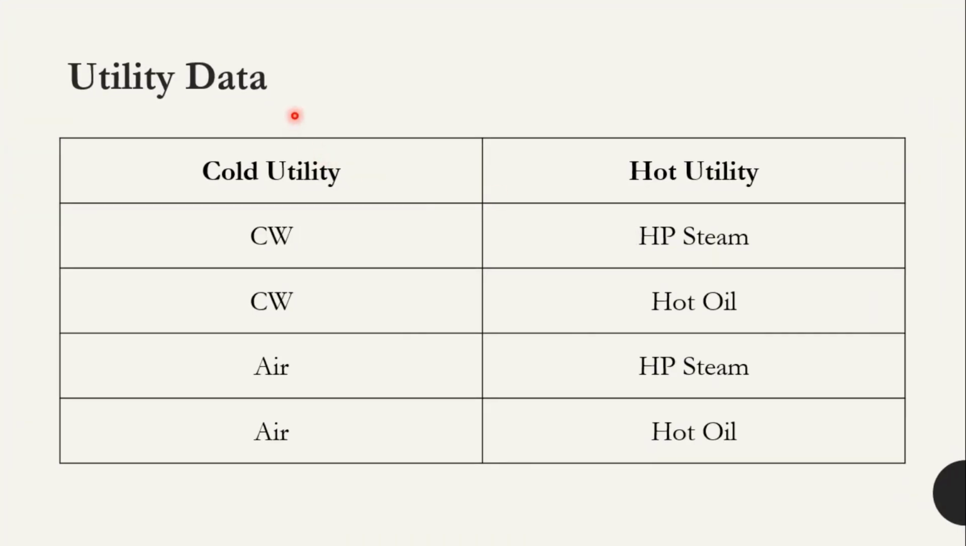So we have been given the data of 4 sets of utility which we will be varying today, that we will be using cooling water and air in the system, and accordingly HP steam and hot oil in the system. So the first combination includes cooling water and HP steam as cold and hot utility respectively, then cooling water and hot oil, then air and HP steam, and then air and hot oil. So we will now move to Aspen Energy Analyzer and we will perform our calculations, and then we will vary the utilities to see the impact on the overall process performance.